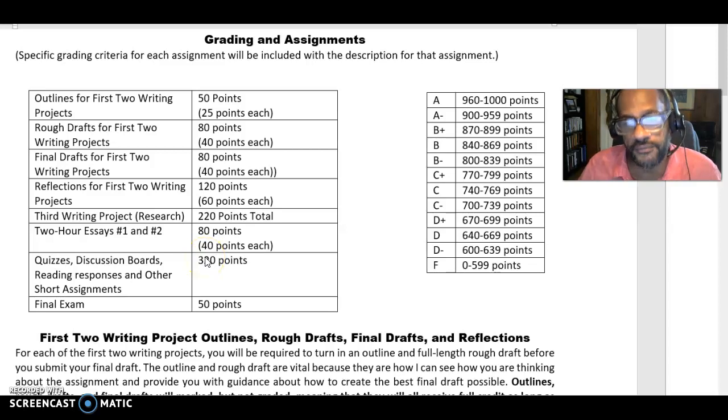That is a lot of points. So you've got to keep up with these assignments. That's a huge chunk, right? You cannot pass this class without doing well in that category. And then your final exam, which is going to be another reflection assignment, will be 50 points.